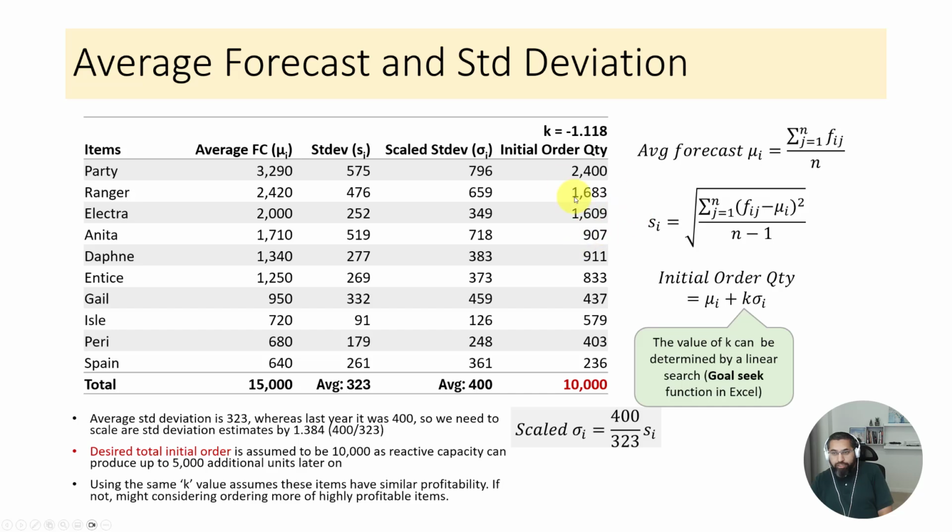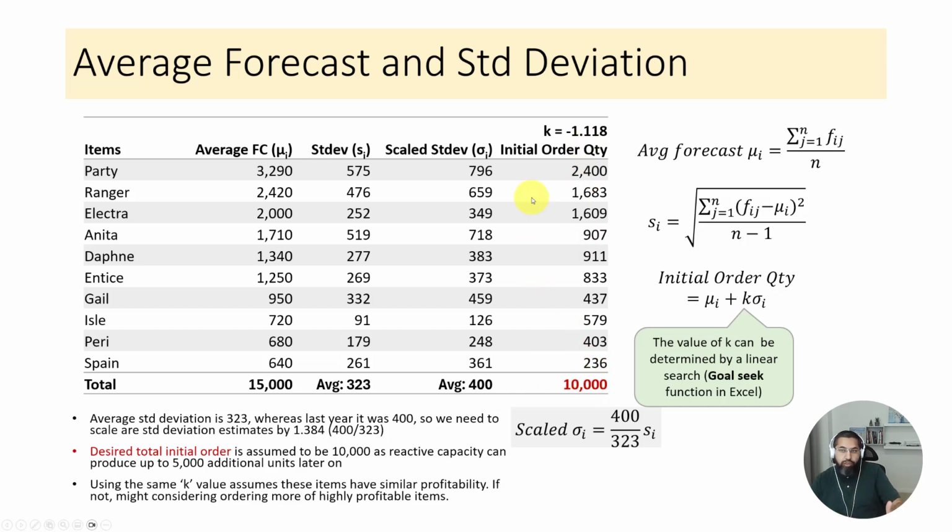So what I do is I decide this initial order quantity by taking the mean of each item plus a value k times the scaled standard deviation. So I'm going to take 3290 plus k times 796, so that's going to give me 2400. But what is k? I pick a value for k. I play around with k. I start with, let's say, 1.